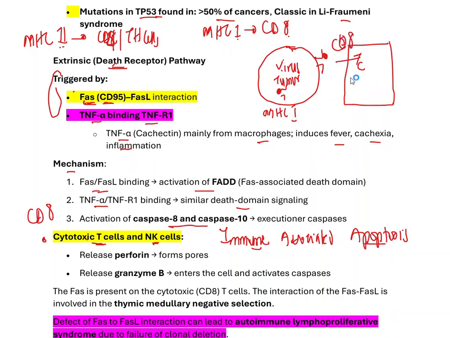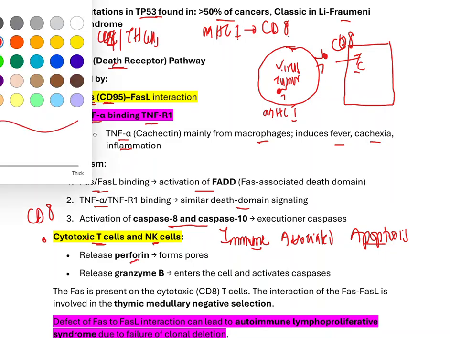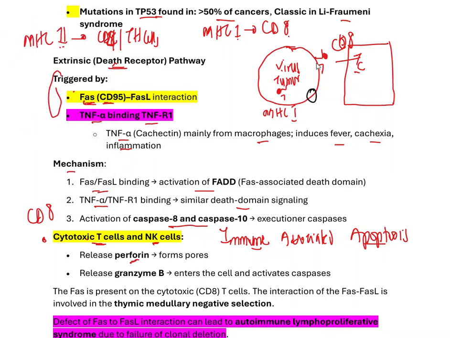And then guess what this CD8 cytotoxic T cell is going to do? It is going to release perforin, right? Those perforins are going to punch holes on those cells. So they're going to form what? Pores on those cells. And then in addition to that, they're going to release what?